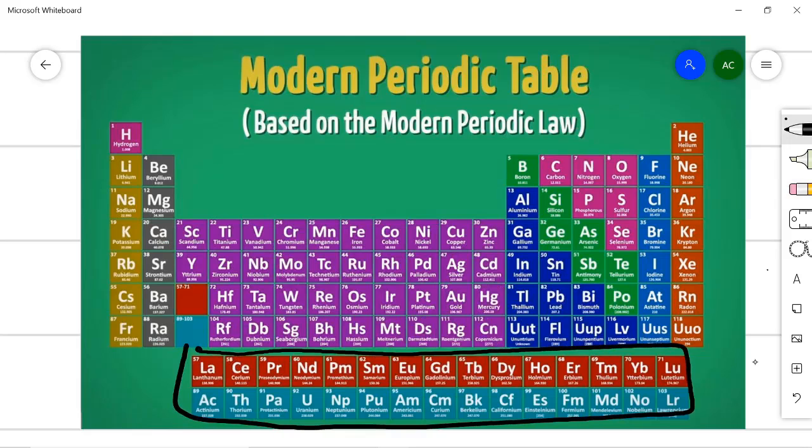This is known as inner transition. These elements are known as lanthanides and actinides, and they are very heavy metals with high melting and boiling point. They also show variable valency, and they also form colored ions. Actinides are radioactive, and some are not found in nature. They are prepared in the lab.